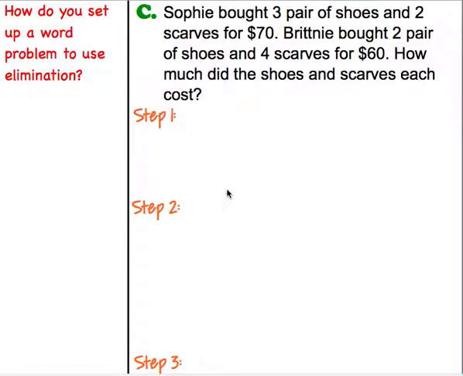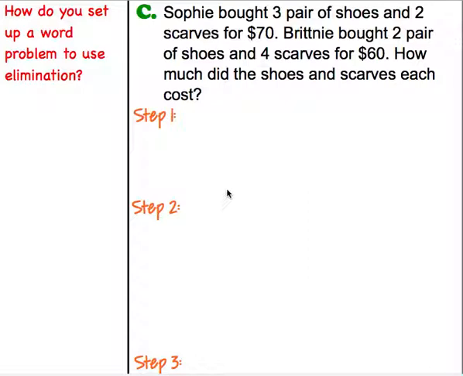The second part of today's lesson is, you guessed it, word problems. Sophie bought 3 pair of shoes and 2 scarves for $70. Brittany bought 2 pair of shoes and 4 scarves for $60. How much did the shoes and the scarves each cost? So the first step is, you guessed it, look for the keywords, and I'll highlight that in step 1 in a second.